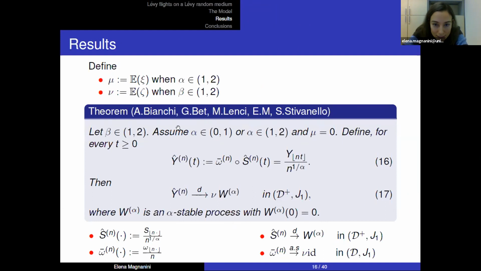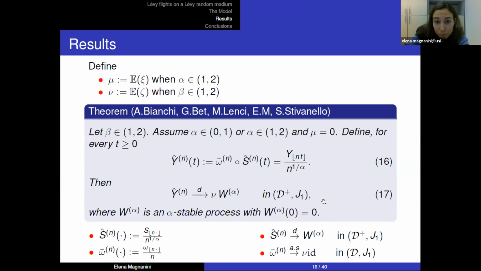In this case, the external sequence of processes omega converges almost surely to nu times the identity in J1, whereas the internal sequence of processes S converges in distribution to an alpha-stable process, still in J1. If we consider the composition of omega with S, we obtain a process Y whose right scaling is n to 1 over alpha. We have shown that this process converges in distribution to the composition of the respective limits that you can see here, W_alpha and nu times the identity. This convergence is with respect to the J1 topology.